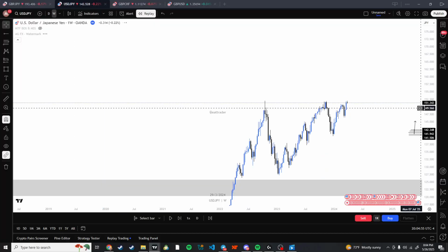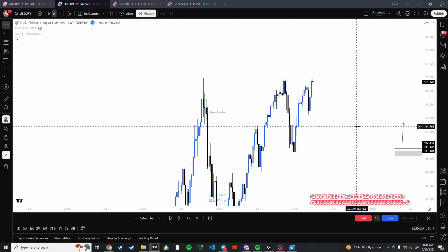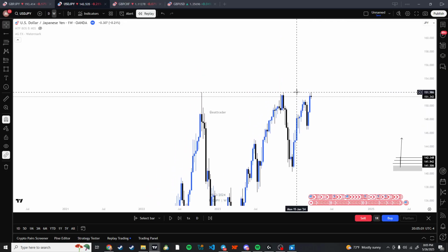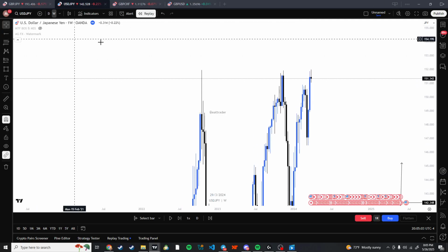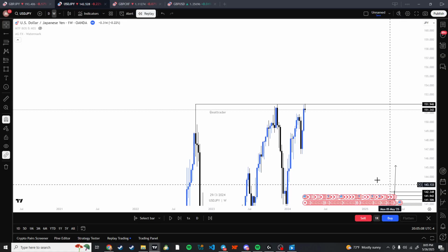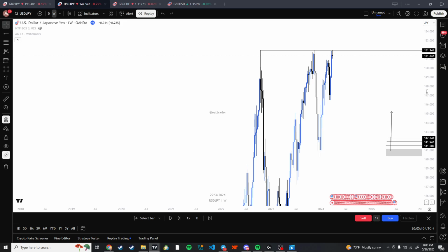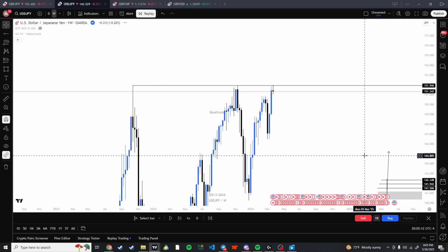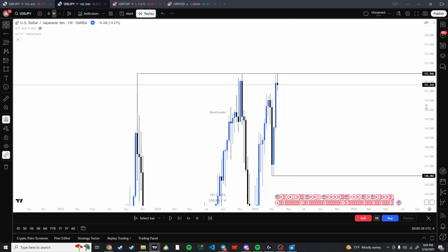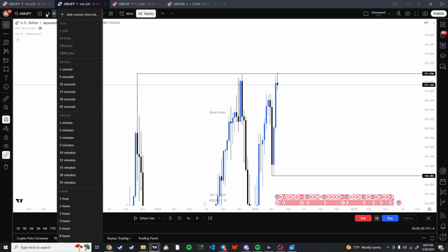See the weekly. Weekly looks bullish. Possible sell-off. Did we see? Okay, yeah, possibly sell-off because we just swept this liquidity up here. We might start selling off. Let's see. Could put some targets over here. Potential sell-off. Let's see. I'm on a daily.